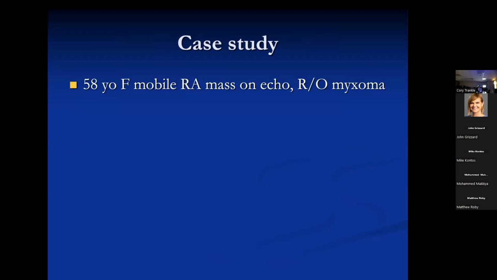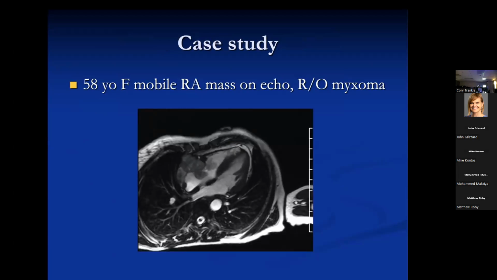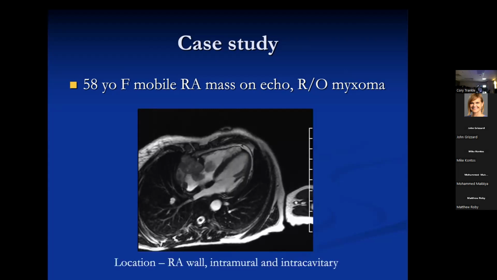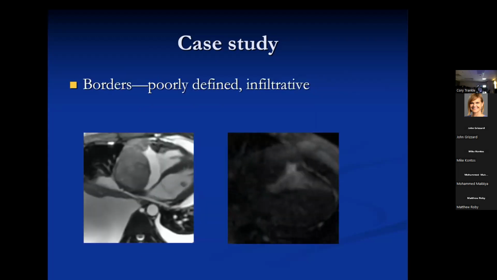Okay, we're going to move on to another case, a 58-year-old lady with a mobile right atrial mass on echo and rule out myxoma. And you can kind of see how this could have been a confusing echo appearance. It's kind of prolapsing through the tricuspid valve, a component is, and you have another intracavitary component. But what's really apparent is how aggressive this lesion looks as it involves the right atrial wall. So this is a kind of a scary lesion, right?